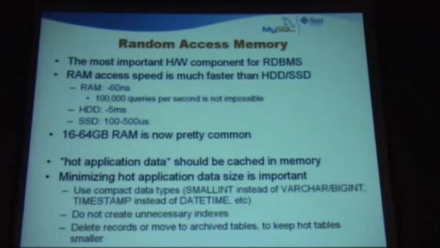And currently, 16 to 64 gigabytes of RAM is pretty common. So hot application data should be cached in memory to boost performance. Minimizing hot application data size is important to cache as much data as possible. For example, use compact data types like smallint instead of varchar or bigint, or timestamp instead of date type, etc. And do not create unnecessary indexes or data records, or move them to archive tables to keep tables smaller.